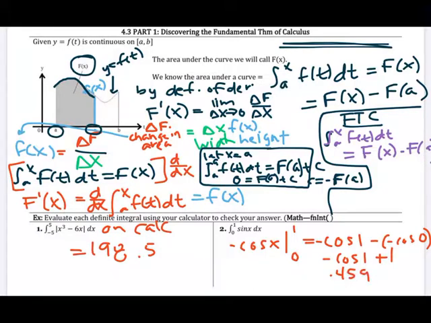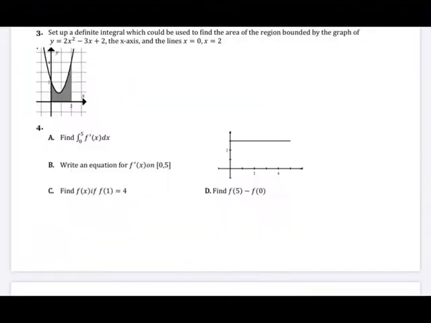Now I want you to check. On your graphing calculator, hit math 9, type in the lower bound 0 and the upper bound 1, type sine of x, scroll over, dx, enter, and you should get the same value. Let's look at a couple more examples.